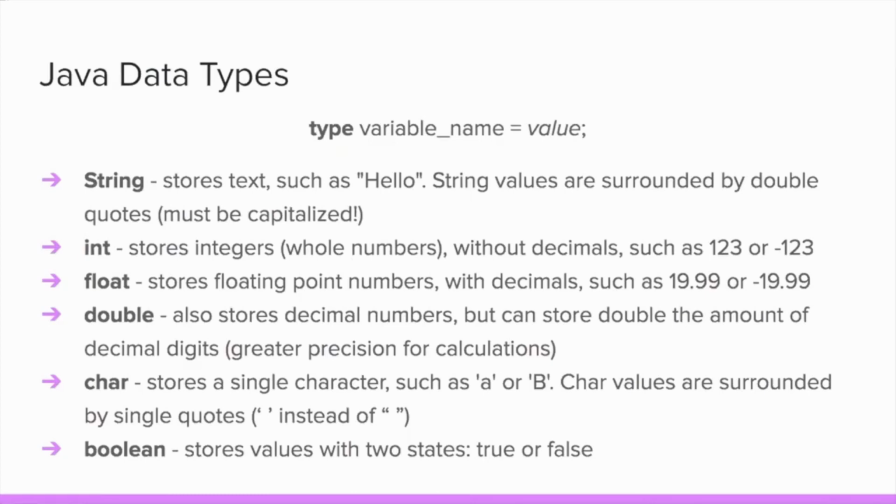Doubles are also variables that store decimals, but can store double the amount of decimal digits, which leads to more precise calculations. Chars, short for characters, store a single character and are surrounded by single quotes instead of double quotes for strings. Booleans store values with 2 states, true or false. Don't worry if you don't understand data types right now. We'll see a few examples that might make this concept clearer.